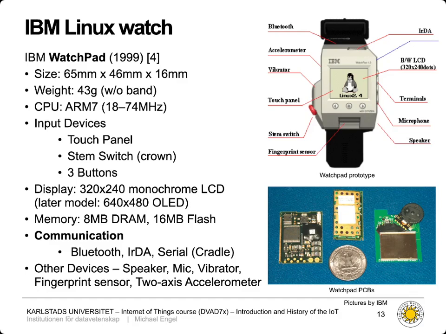actually has to fulfill. So this is a wristwatch, a bit of a clunky one to be honest, because it was 16 millimeters thick. It weighed like 43 grams, that's okay. And it already had a monochrome LCD and later models, even an OLED display, and it had a number of input devices. So actually this display was a very small touch panel. It had a stem switch, what you call a crown in regular watches, and a number of buttons to control applications. It had even more RAM and flash than the Xerox tab we've seen before. So this IBM Linux smartwatch has 8 megabytes of DRAM and 16 megabytes of flash.